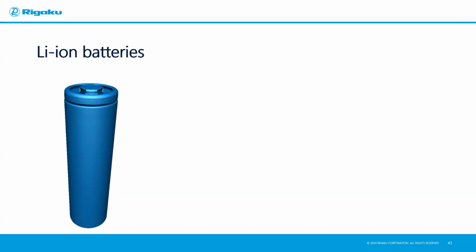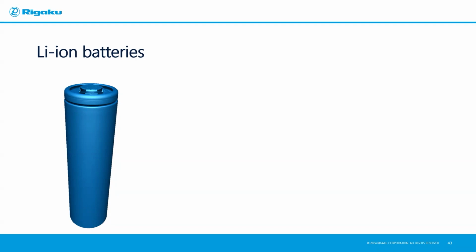So data were collected for an 18650 battery, and it's shown here with the kind of a blue shell. And these are very commonly used, and they have the name 18650 because they have an 18 millimeter diameter and a 65 millimeter height.